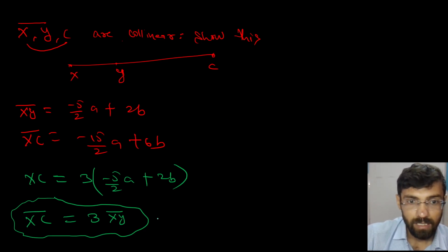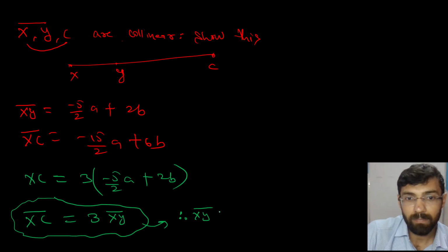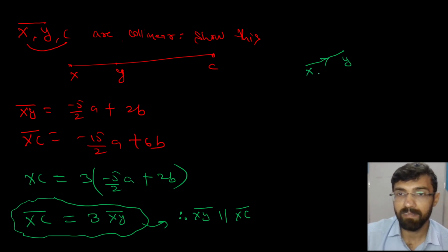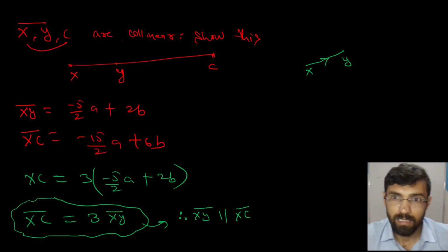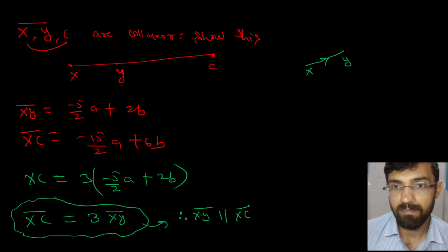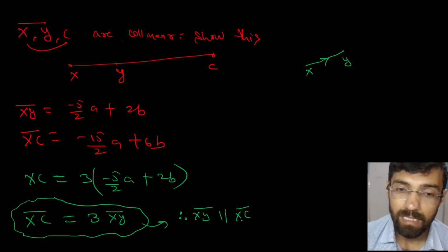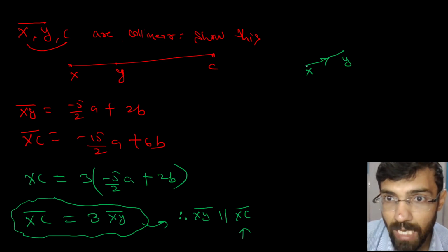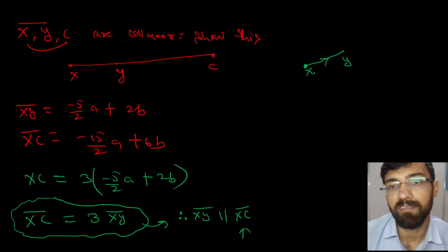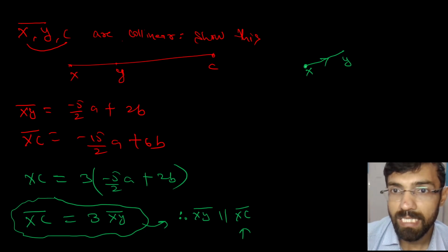Therefore, the XY vector is parallel to the XC vector. Let me draw it like this: this is my XY vector. You are saying XY is parallel to XC, and one point is common. When I try to locate the XC vector, I have to start from here only. I have represented the XY vector, and now I am trying to represent the XC vector, so the starting point is X.